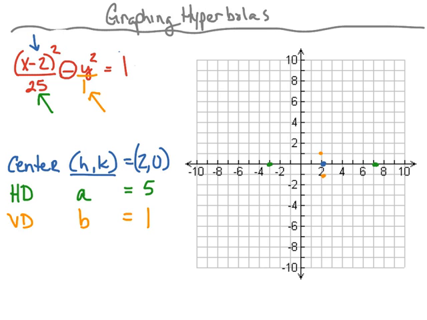Alright, so now that I have these 4 points, we're going to use them to create our box. Remember, I'm using dotted lines to draw this box because it's not actually part of the graph. They're just guidelines to help me graph. Once I have the box, we're going to run some lines from one corner to the opposite, going through the center. These are called asymptotes. So there's one asymptote.